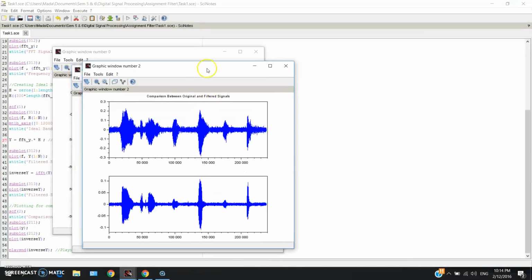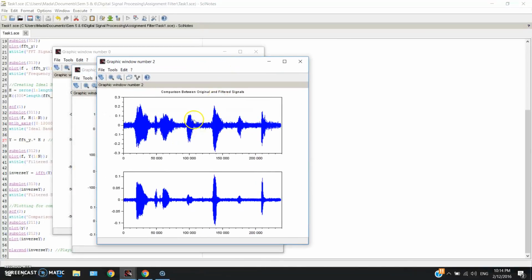And this is the comparison between the original and the filtered signals. The top one is the original and the bottom one is the filtered signal. As we can see, the amplitude changes and the gaps between the words also change. They become larger, meaning that there is more signal filtered out after the inversion. So that's all for this. Thank you.